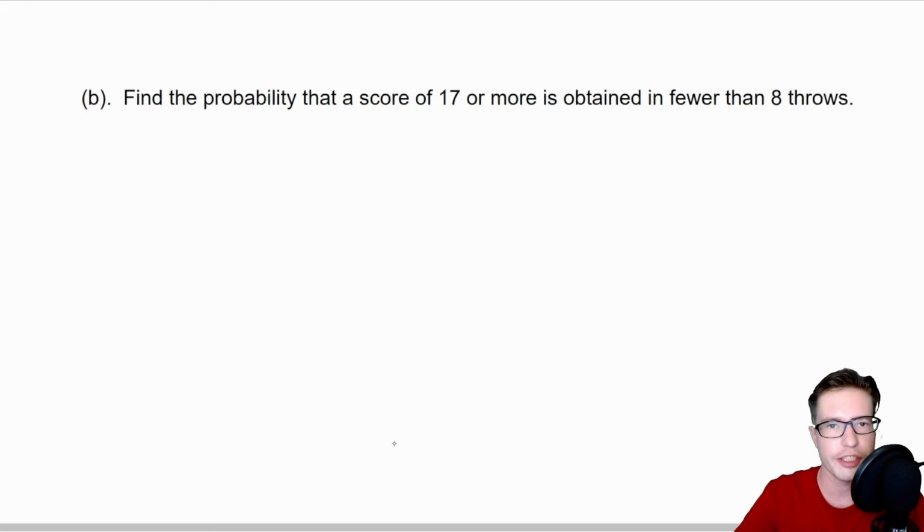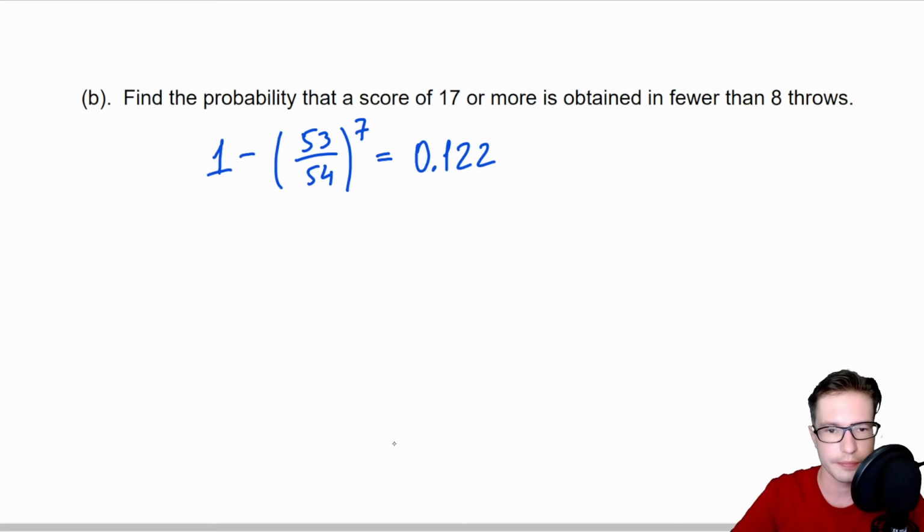Okay, now for question B, we can either find it in a straightforward way, that means I will have to find 7 probabilities, or I can just subtract the probability of the opposite event from 1. That's what I'm going to do. So 1 minus the probability of the opposite event is going to be 53 over 54, and then to the power of 7. That's going to be equal to 0.1226.